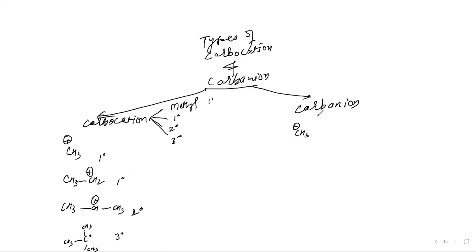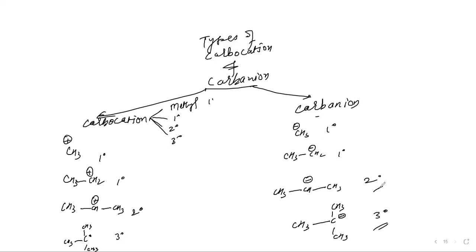CH3 minus carbanion, 1 degree. CH3 CH2 minus, 1 degree. Minus, 2 degree. 3 degree. Are you able to understand this?